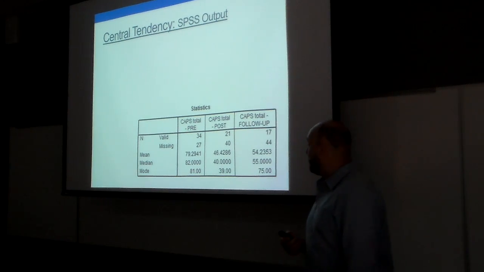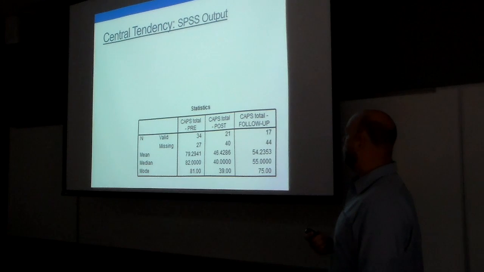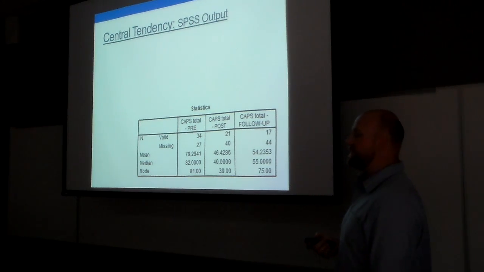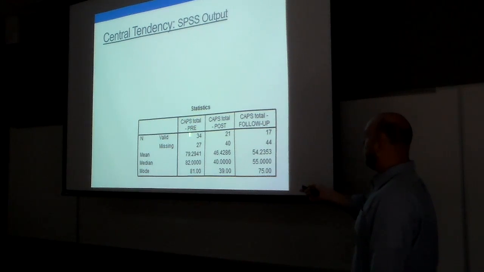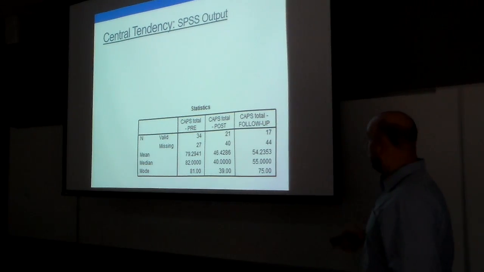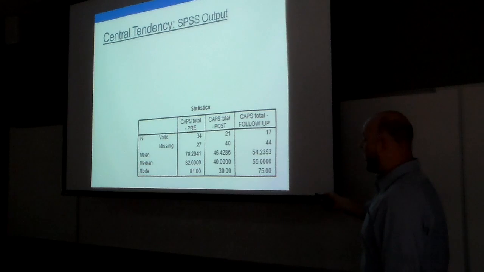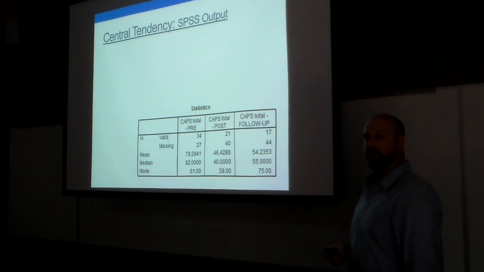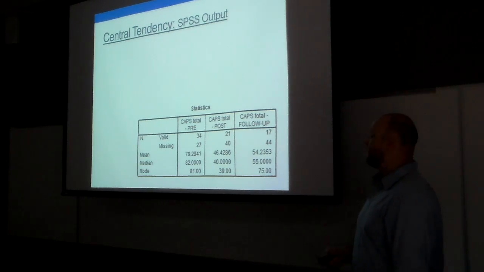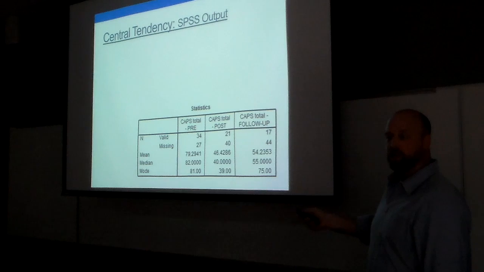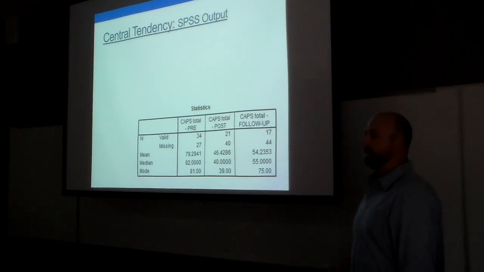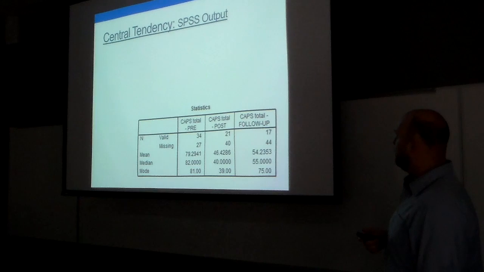This is what your output might look like, requesting mean, median, and mode. So this is the CAPS, a PTSD interview. This is total interview score before treatment, total interview score after treatment, and at, say, 6-month follow-up. So mean, median, mode at pretest. These are all looking about the same, right? Without additional information, we might think that we have fairly normal data here, but we would need to get some other information to make a strong conclusion about that. Mean, median, and mode are starting to look a little bit different at post.